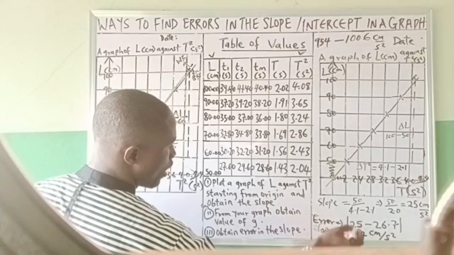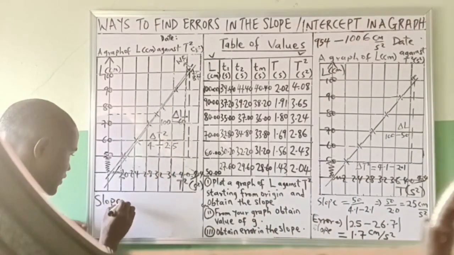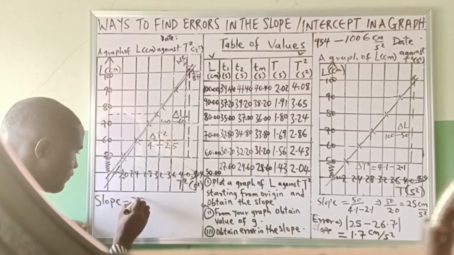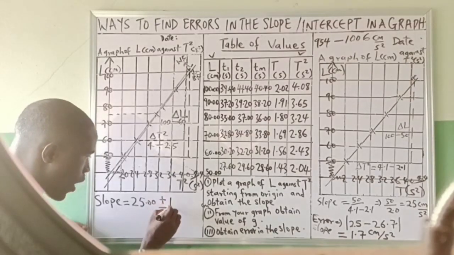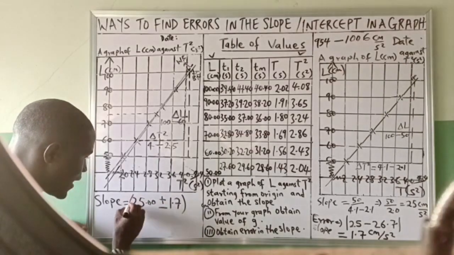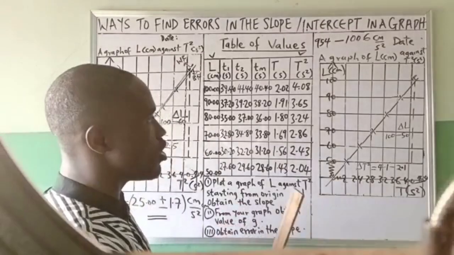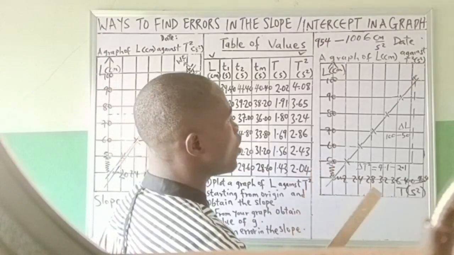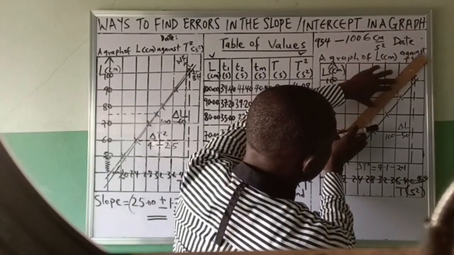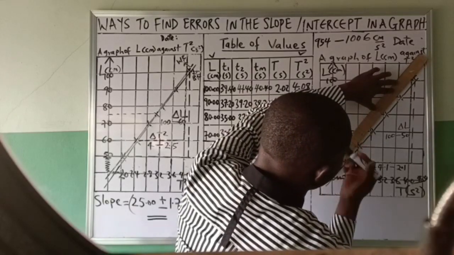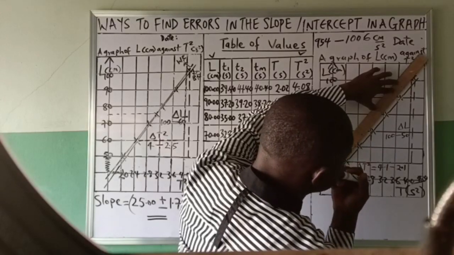Error in the slope is going to be 1.7. You now see your slope is equal to 25.00 plus or minus 1.7 cm per second square. Now, to get the error of the slope, we have only one point that fell out. So what we do is we take that one point and draw a line parallel to the line of best fit.